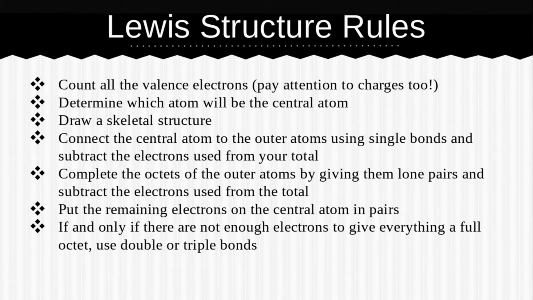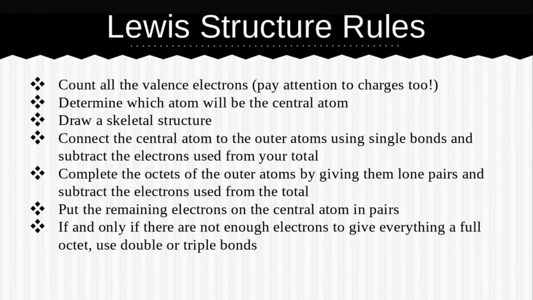Next, you want to determine which atom will be the central atom. Typically, it's the atom that there's only one of. There are some atoms that can never be central, like hydrogen can never be a central atom, fluorine can never be a central atom. There's some atoms that are usually central as well, like carbon almost always wants to be the central atom if it's in that molecule.